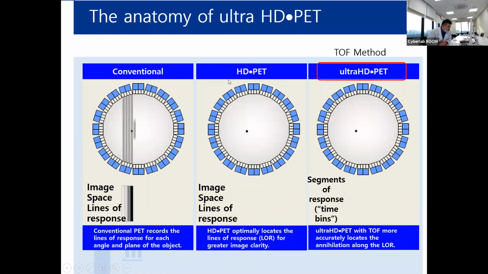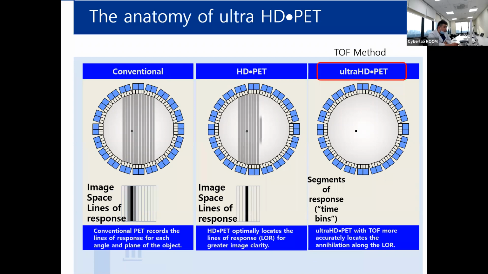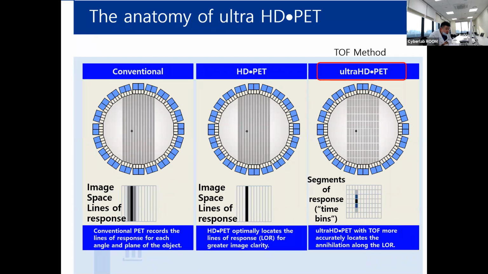Okay, conventional line of response. And HD-PET applies the PSF, point spread function. And the background is this one, but the PSF reduces the background, but we change it applying ultraHD-PET like this. The signal has a limitation on this side, this side, this side.